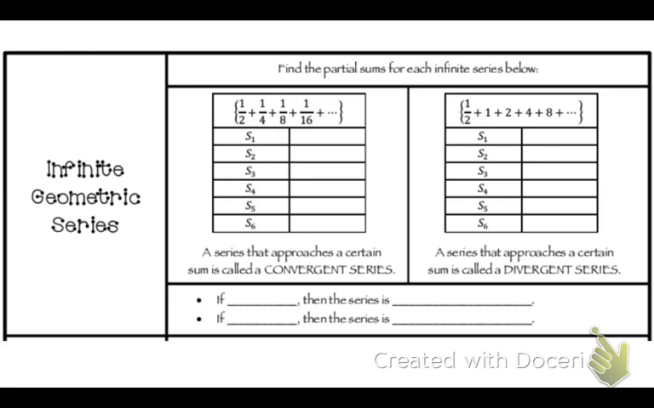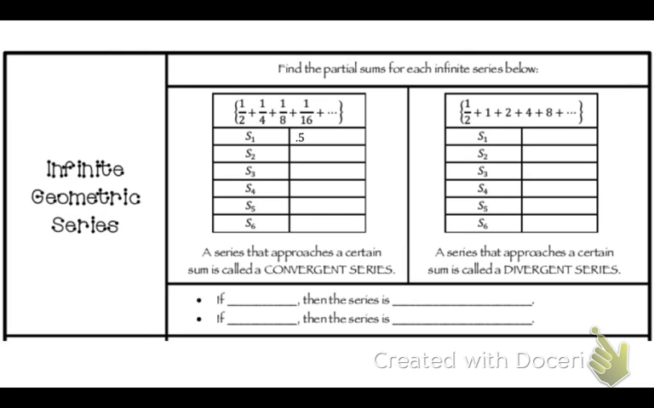Okay, so the infinite geometric series. With these, there's convergent, which means it approaches a certain value, and divergent, which means it doesn't approach a certain value. So it goes to infinity or negative infinity. Okay? So let's find S sub 1.